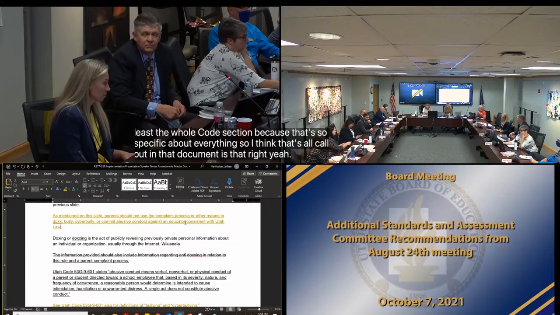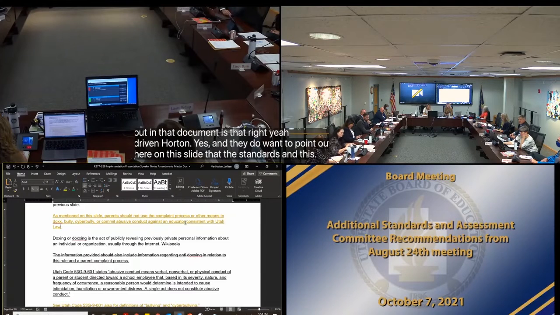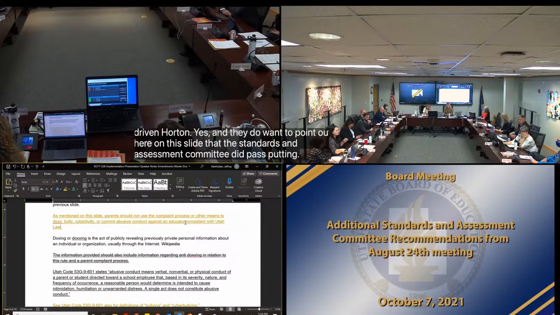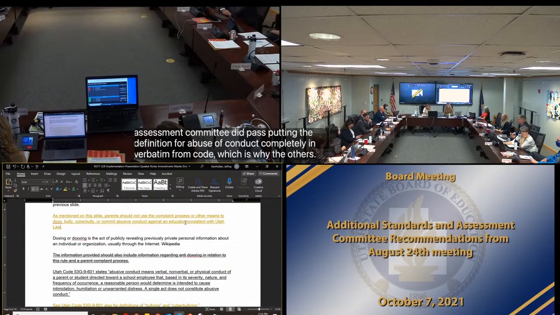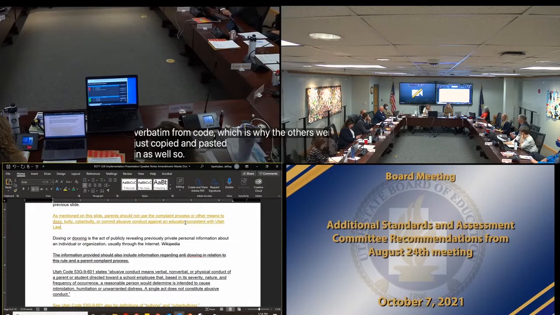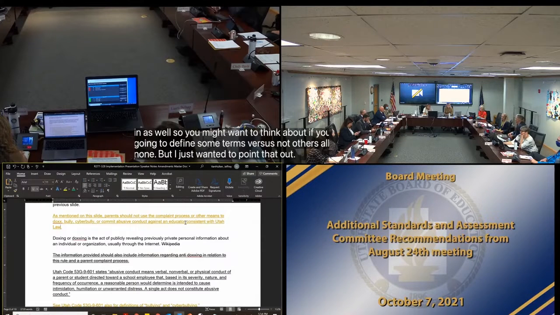Director Van Holten: Yes, and I do want to point out here on this slide that the Standards and Assessment Committee did pass putting the definition for abusive conduct in verbatim from code, which is why the others were just copied and pasted in as well. So you might want to think about if you're going to define some terms versus not others, all or none, but I just wanted to point that out.